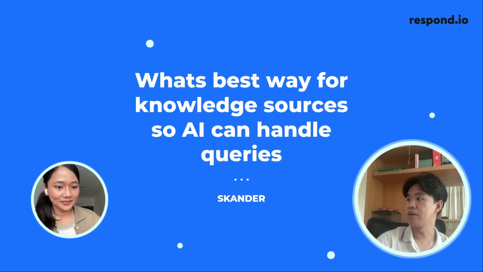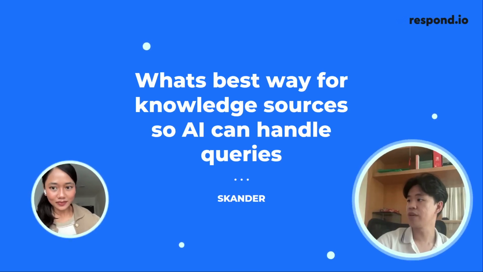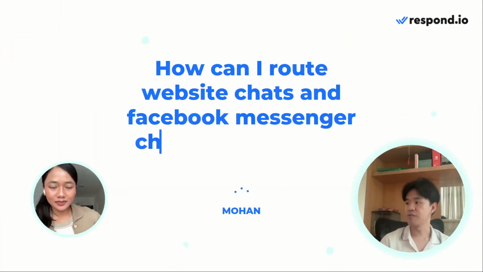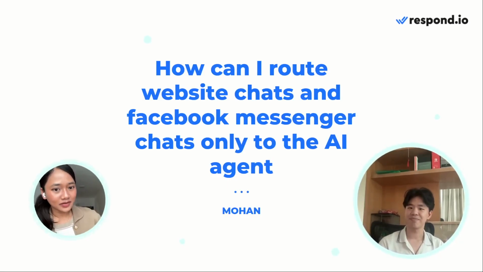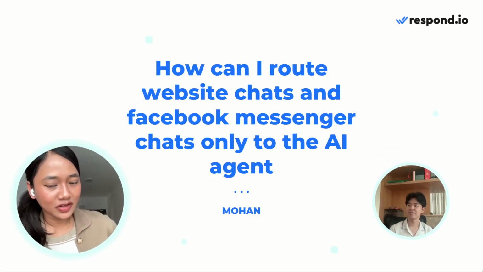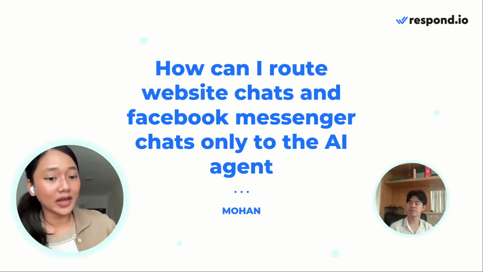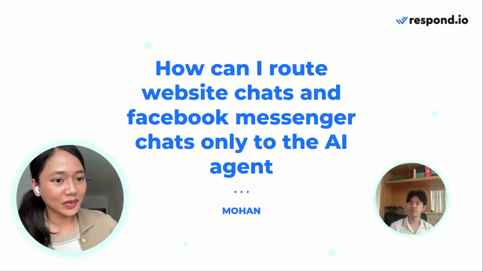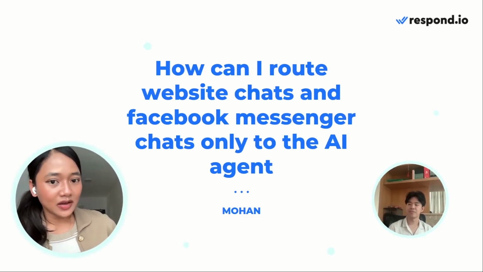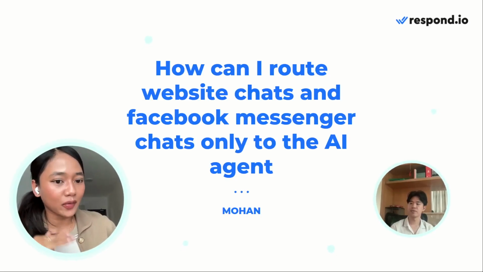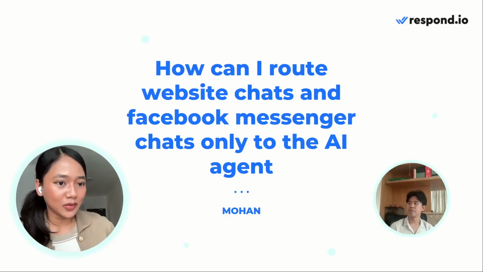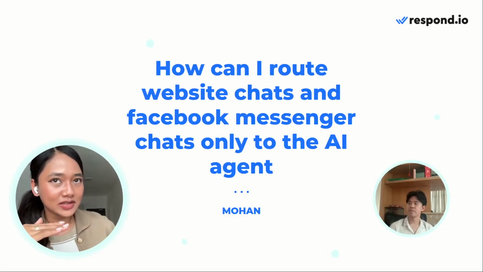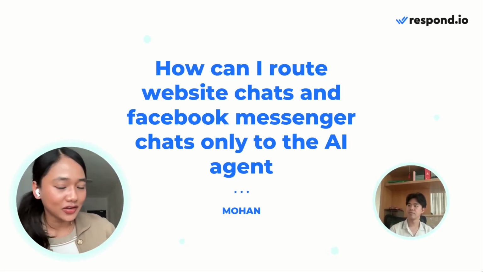Okay. And any questions we have? Okay. How can I route website chats and Facebook Messenger chats only to the AI agent? Okay, so this can be set up in your workflow. How it works is that whenever a conversation opens, then you can select what is the source. For example, in this case, it's Facebook Messenger. Then you can assign a step which is assigned to, and then you can select your AI agent.